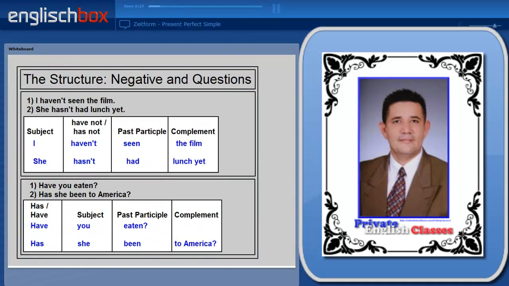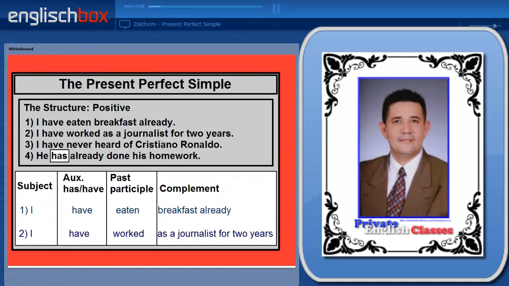So let's begin by looking at the structure of the present perfect simple. On the board in front of you, there are 4 examples. Number 1, I have eaten breakfast already. Number 2, I have worked as a journalist for 2 years. Number 3, I have never heard of Cristiano Ronaldo. And number 4, he has already done his homework.